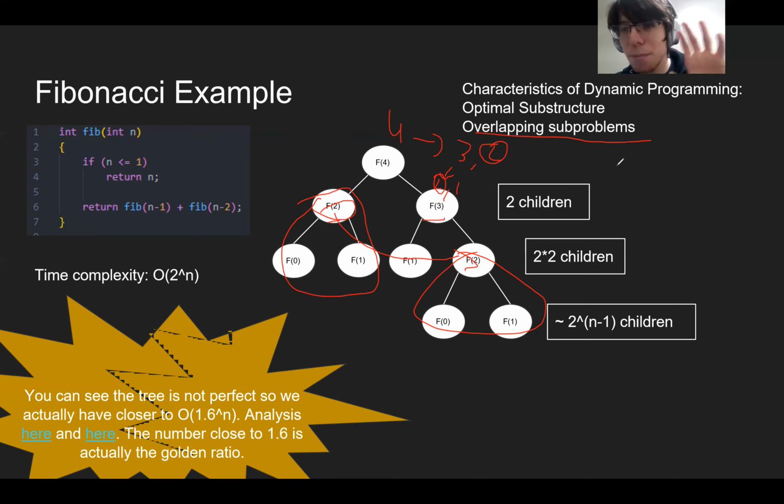So that's one of the main characteristics of dynamic programming, overlapping subproblems. Because if the subproblems overlap, you solve for it once, and you don't solve for it again. You just store the value somewhere.